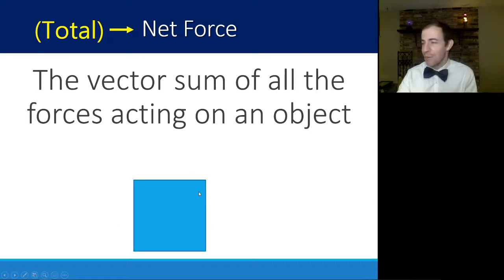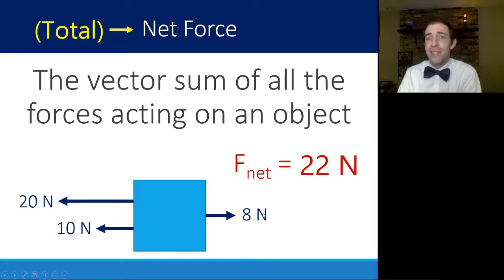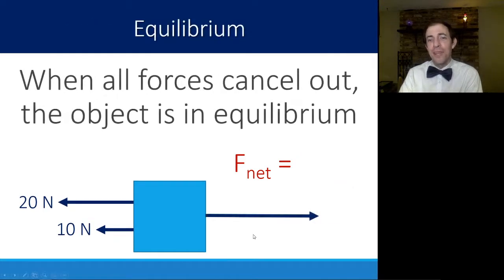So say we have an object here. We're just going to draw it as a box. And there are 3 different forces that are acting: 20 newtons to the left, 10 newtons to the left, and 8 newtons to the right. This 20 and 10 combine to 30 newtons. And then 8 newtons to the right. We can find a net force just by seeing how things cancel each other out. 30 minus 8 leaves us with 22 newtons. And that 22 newtons has to be acting to the left because that is where our surplus of force is acting.